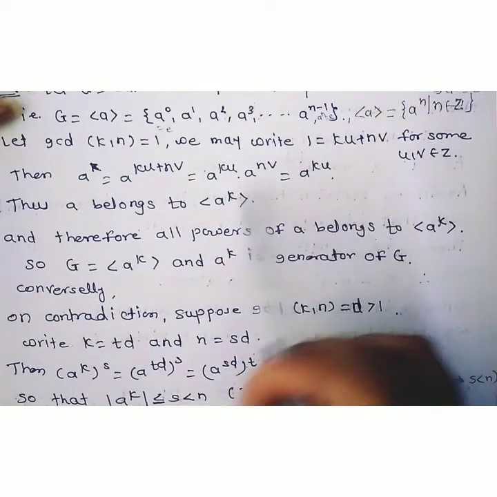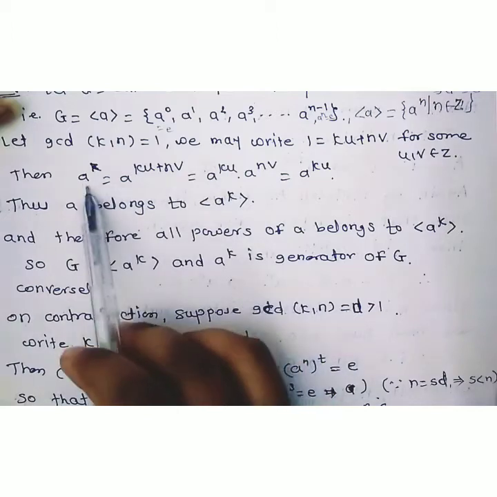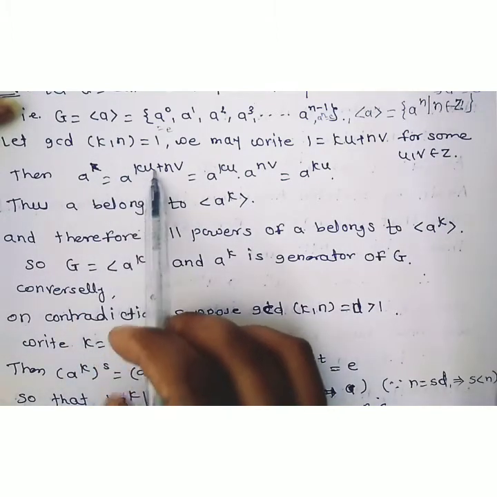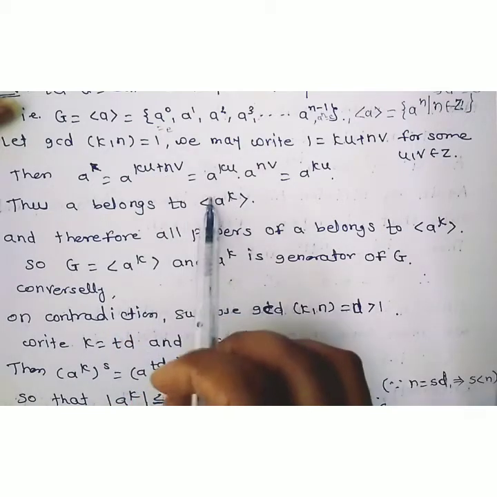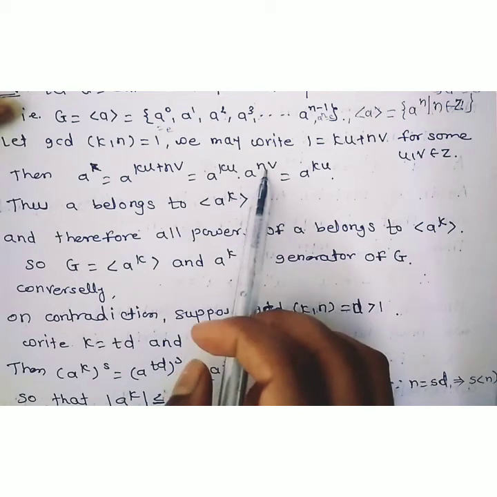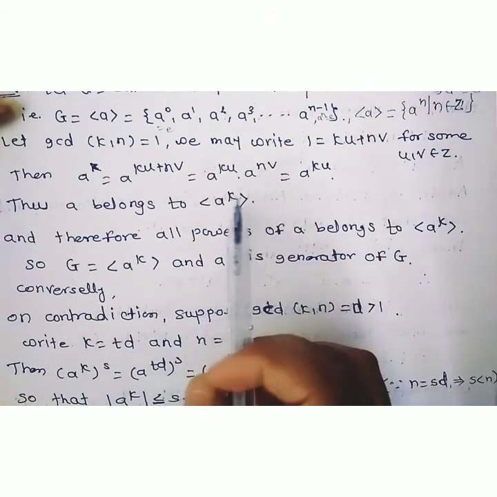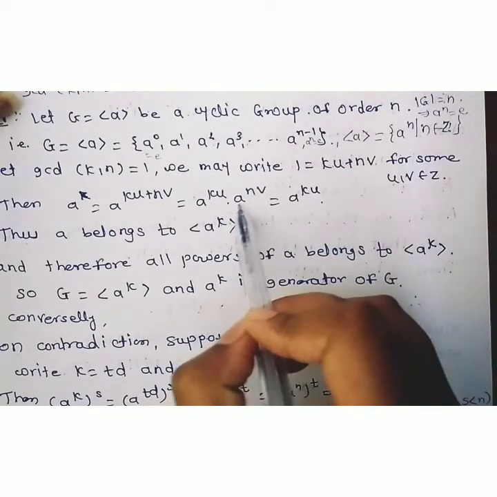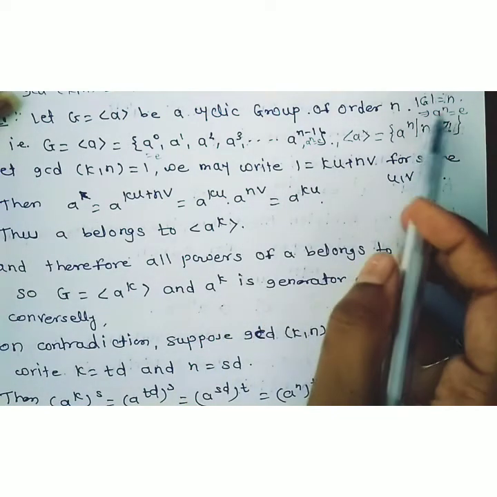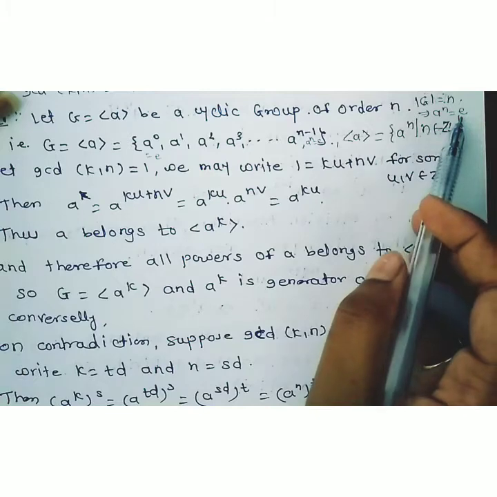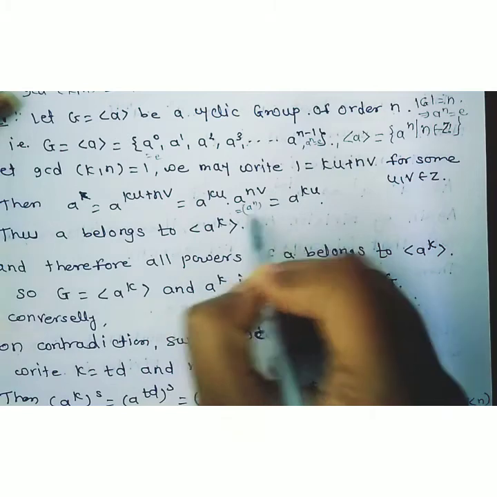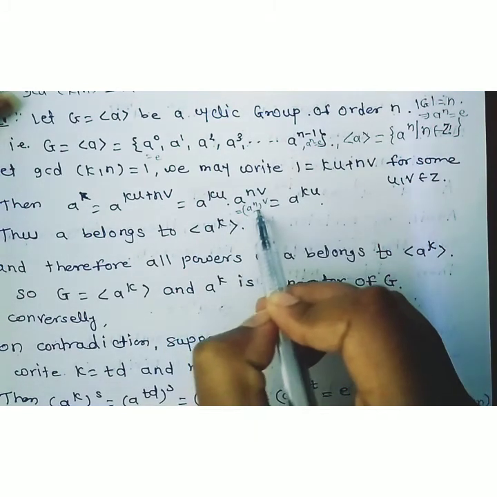Then taking the base A on both sides, we get A raised to 1 is equal to A to the power ku plus nv, which is equal to, splitting the powers, A raised to ku times A raised to nv. But we know that since the order of A is equal to n, A raised to n is equal to the identity. Therefore, this is nothing but A raised to n raised to v, but A raised to n is nothing but the identity.